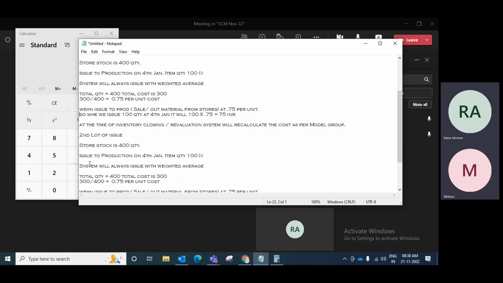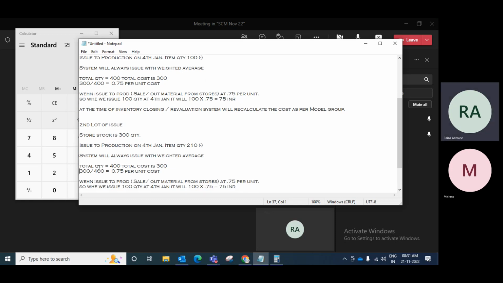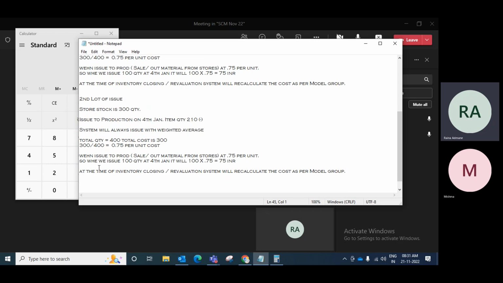Now you issued 100 and now you are issuing your second lot. Store stock is now 300 only because 100 you have already issued. Issue to production, I will make now a larger quantity, like 210. You have 300 quantity. The system will always use weighted average. The total cost quantity is 400 already there, and the total cost is 300. This is 75. It remains the same.